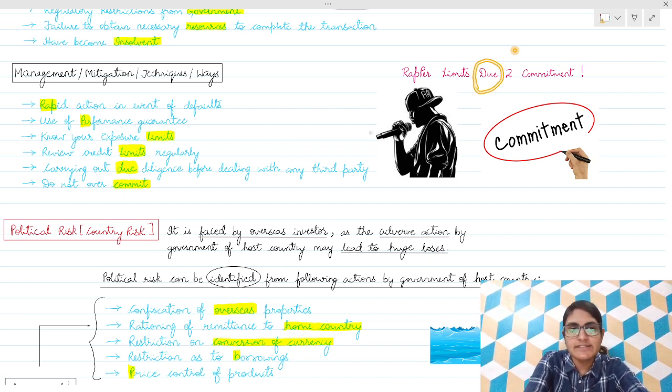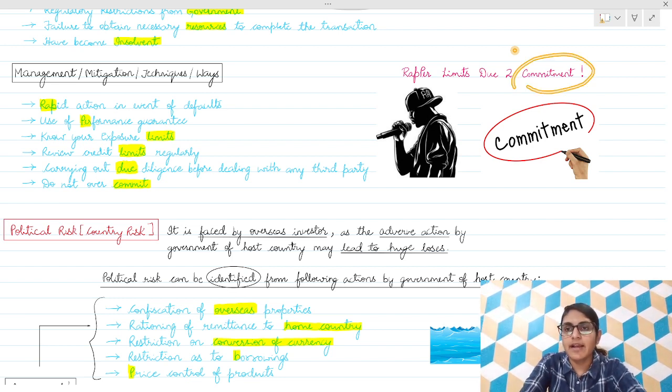Next, due. Due is due diligence: carrying out due diligence before dealing with any third party. Commitment: do not overcommit.